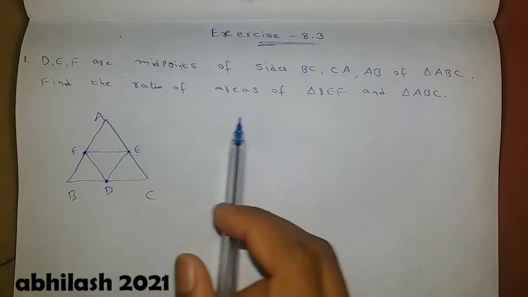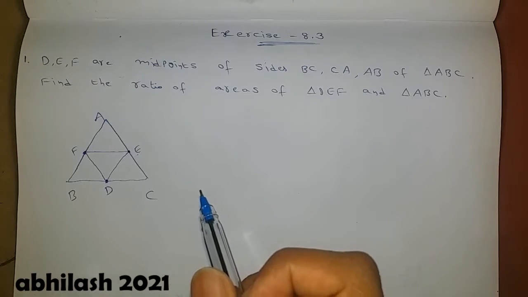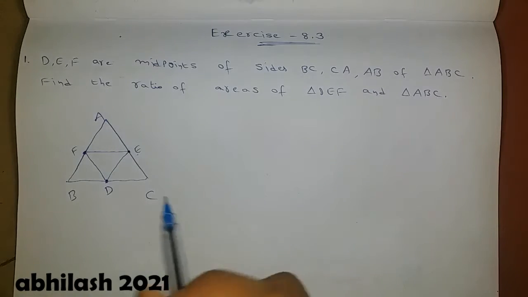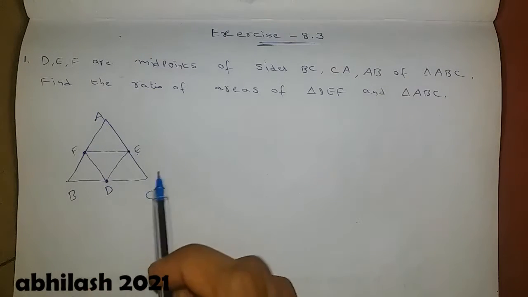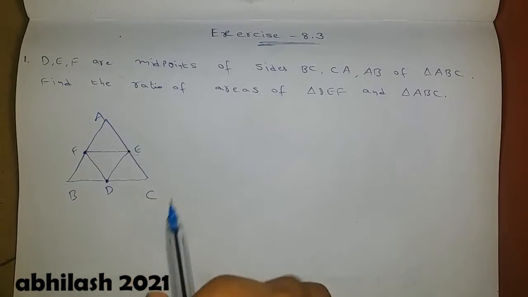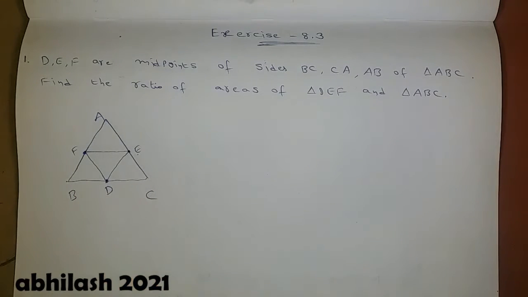To find those ratios of areas, first we need to show that triangle DEF is similar to triangle ABC, because in the question it is nowhere mentioned that those two are similar to each other. So first our duty is to prove that those two triangles are similar. Okay, let us start now.